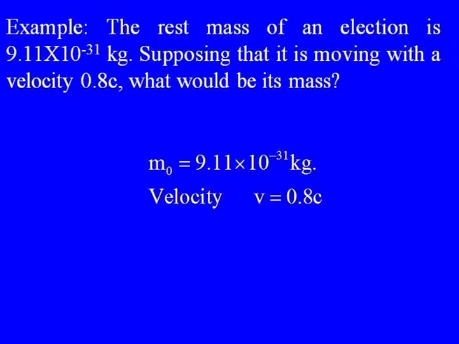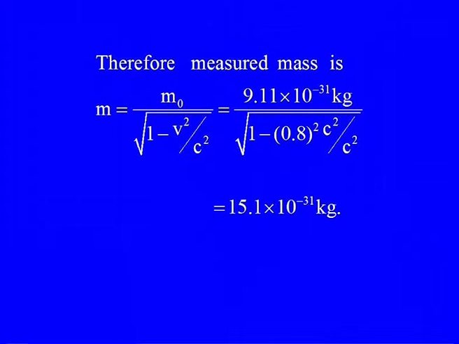Let us see. That is the rest mass, and the velocity v here is 80% of the speed of light. So m, the measured mass, will be equal to m0 divided by root over of 1 minus v squared by c squared. Now, m0 is 9.11 into 10 to the minus 31 kilograms, and then 1 minus 0.8 squared c square divided by c square. This turns out to be something like 15 into 10 to the power minus 31 kilograms.